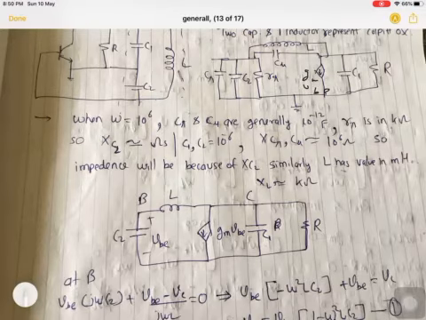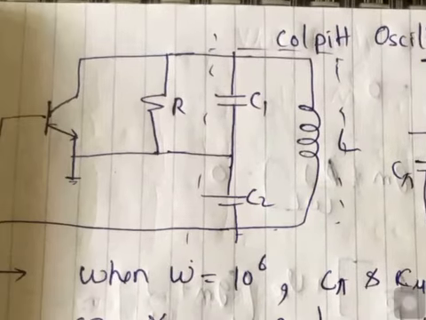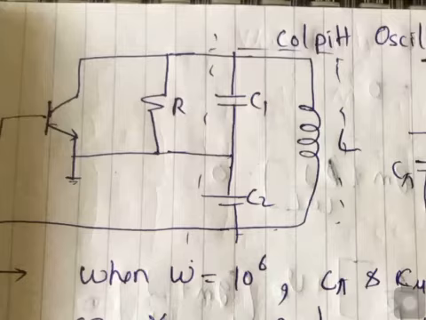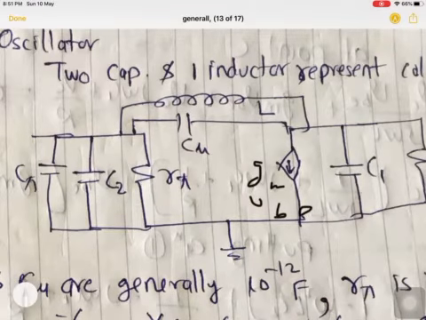Now you can see this is r-pi, C-pi, C-mu. These C-pi and C-mu capacitors we have already seen in the high frequency model of the BJT. r-pi we know, g_m V_be we know. Now look at C1. Where is C1? C1 is between collector and emitter of the BJT. So let me go back here. This is C1, between collector and emitter.